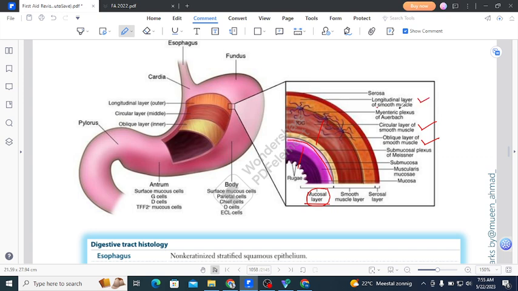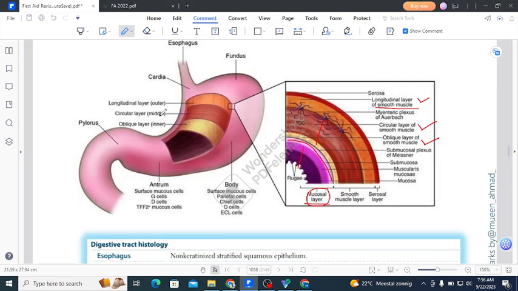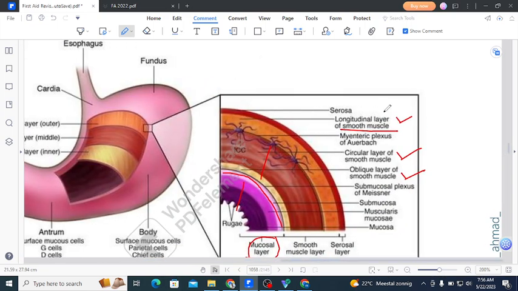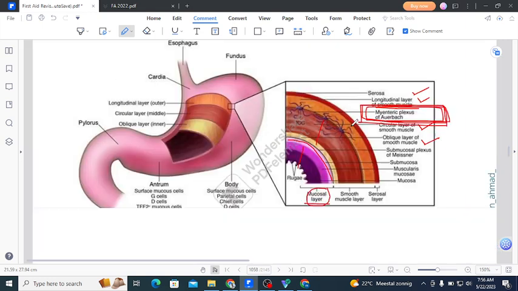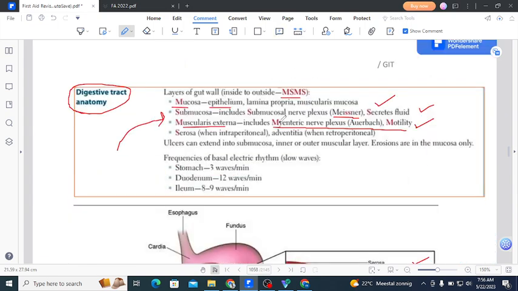Okay, let me zoom it in. Here you can see, between the longitudinal smooth muscle layer and the circular smooth muscle layer, we have this thing that is called the myenteric plexus or the Auerbach plexus. This plexus is responsible for the motility, and this plexus is lost in achalasia as well as in Hirschsprung disease. We'll see that later on. But for right now, just remember that the muscularis externa includes the myenteric nerve plexus, and it is responsible for motility.